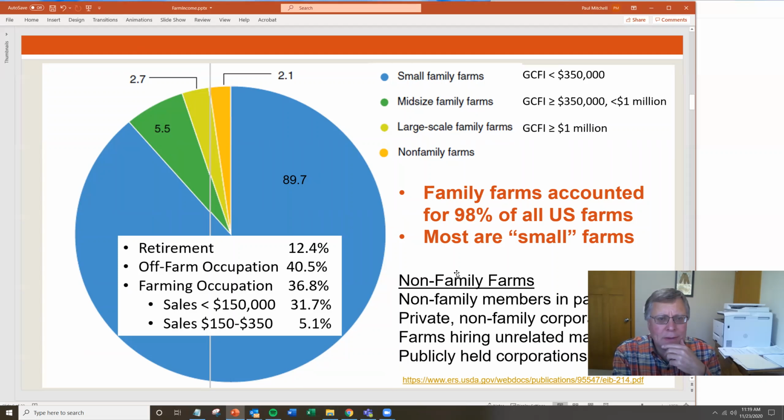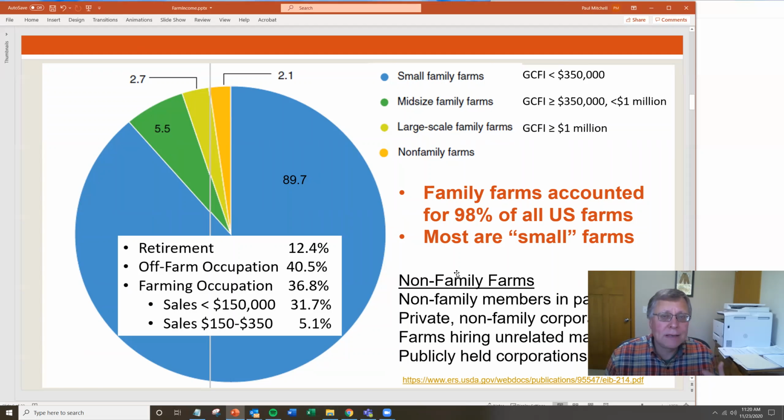About 90% are small family farms, with gross cash income of less than $350,000. I've got that blue box there breaking those out. Who are those 90% of farms? 12% of the farms in the U.S. are retired farmers. 41% are off-farm occupation farms.